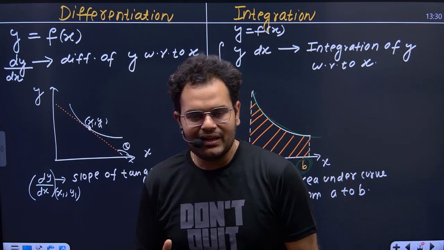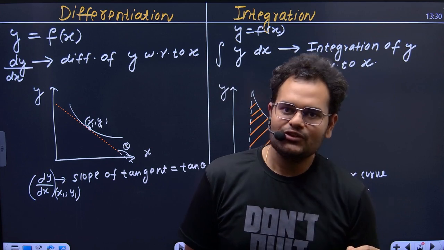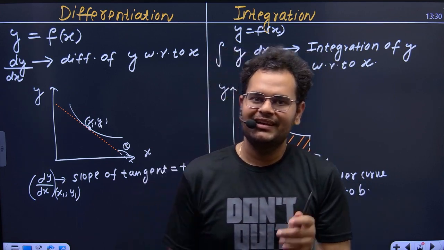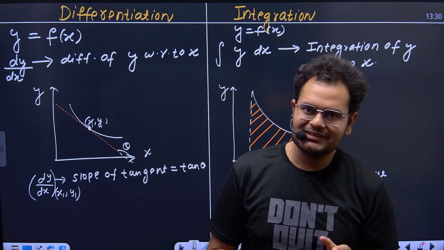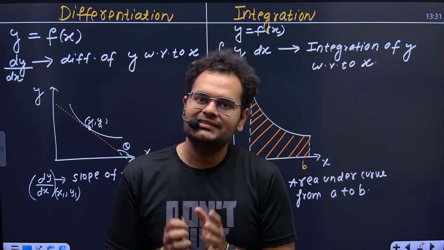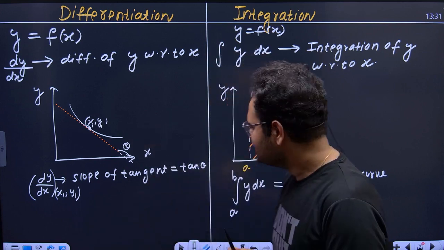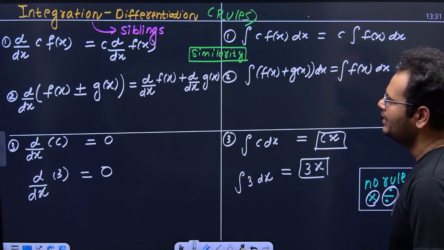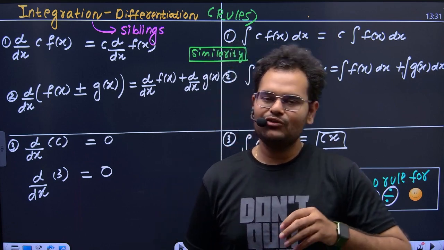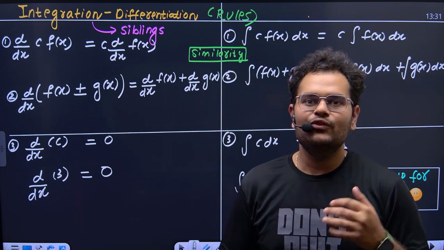So very simple, dy by dx is differentiation of y with respect to x. Integration y dx is nothing but integration of y with respect to x. Differentiation is nothing but slope to the curve, but integration is area under the curve. This is basic what you should know. Now, this is the most important part because ultimately we have to solve the questions. So we will focus more on that.